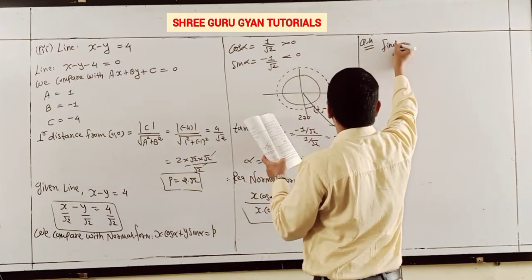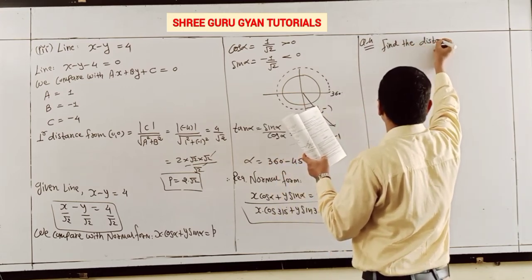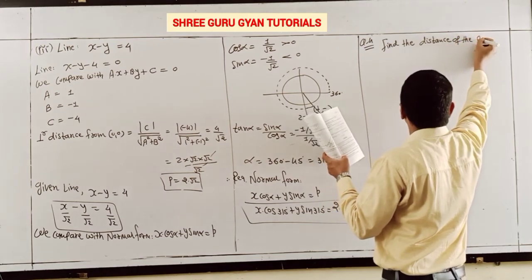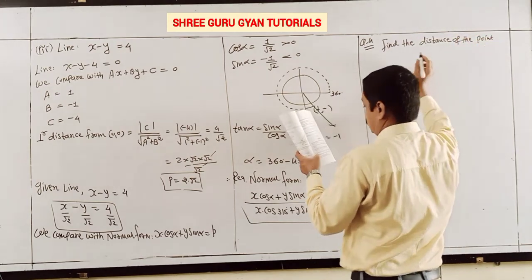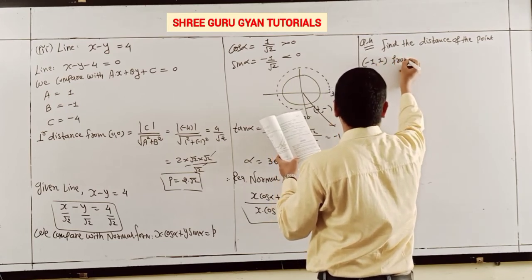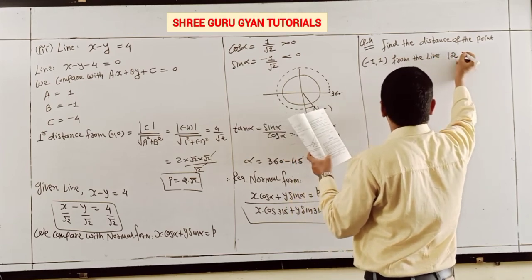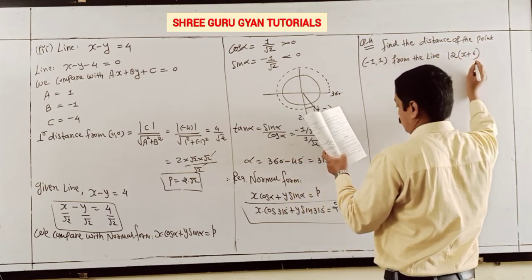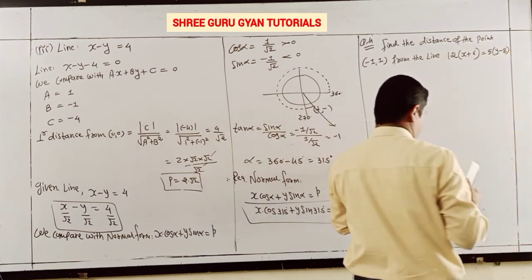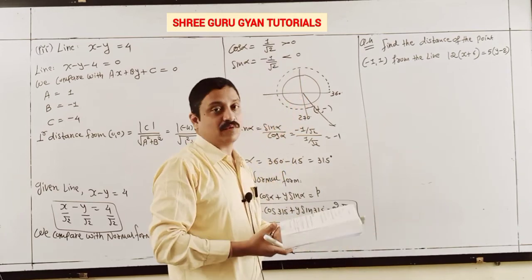Find the distance of the point minus 1, 1 from the line 12 times (x plus 6) is equal to 5 times (y minus 2). 12 times (x plus 6) is equal to 5 times (y minus 2).